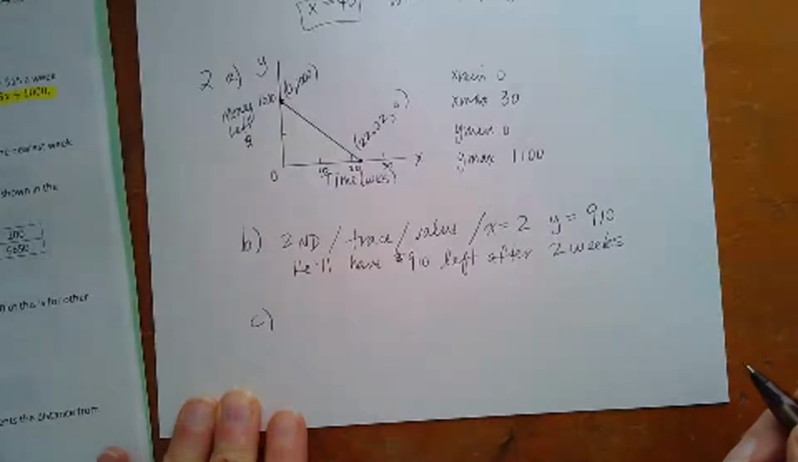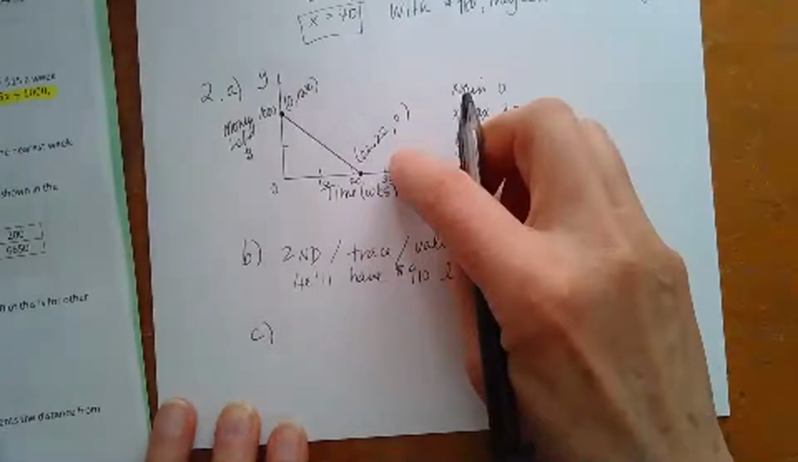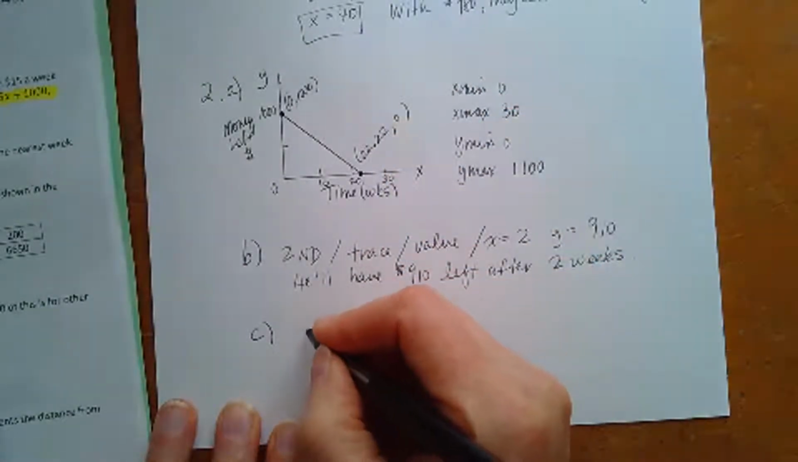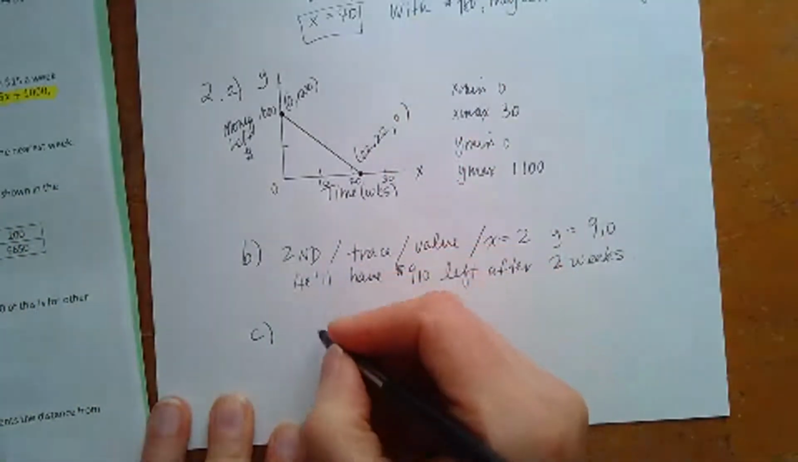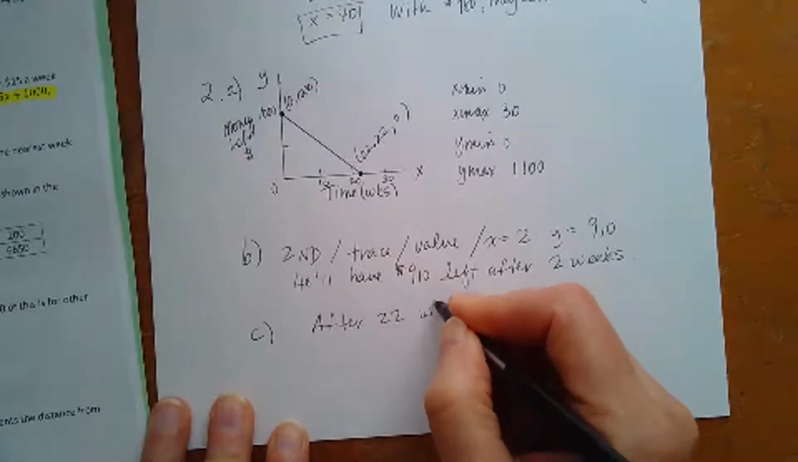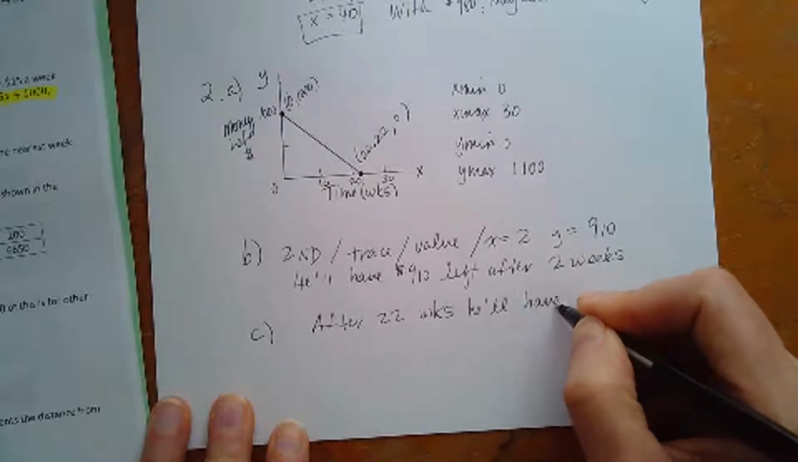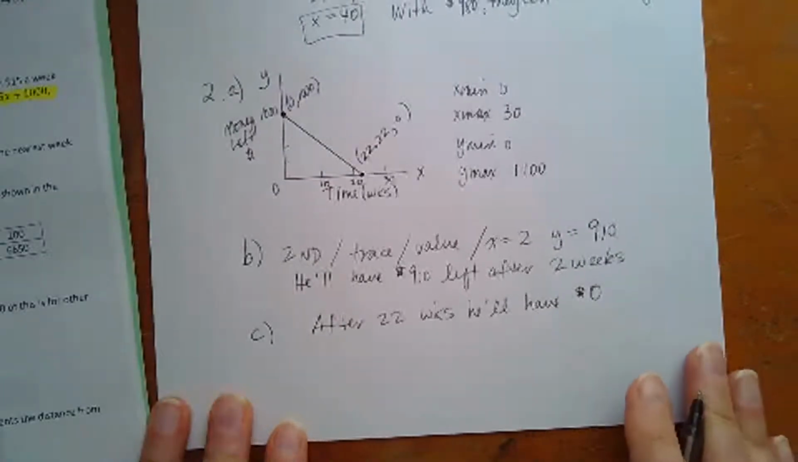And then how many weeks will it take for it to drop to nothing? Well, that's $0. That's our x-intercept, right? And it said round to the nearest week, so it doesn't want decimals. So after 22 weeks, he'll have $0. That'll be when the money runs out, right? When he has $0.